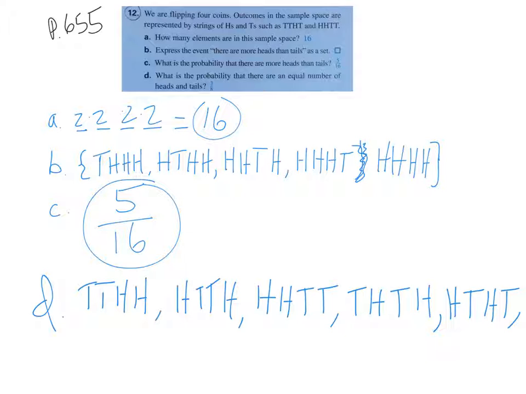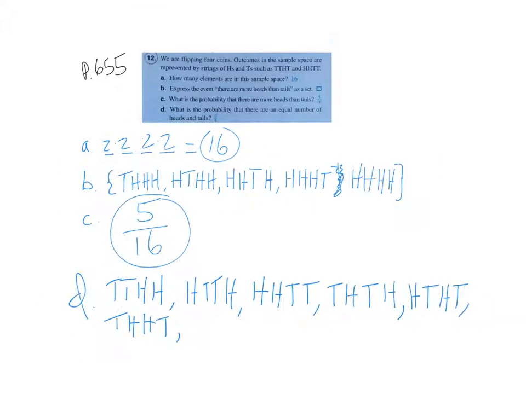And then you could have, let's see, tails on the ends: tails, heads, heads, tails. We're missing a couple, let's see. And that's it, I think. That's the 6 ways you can have 2 heads and 2 tails.